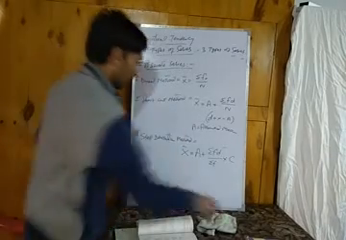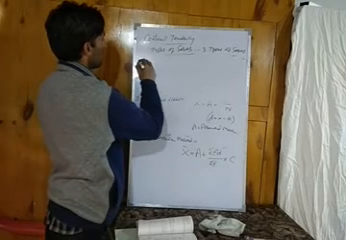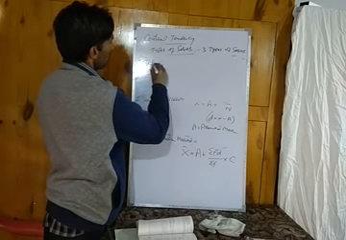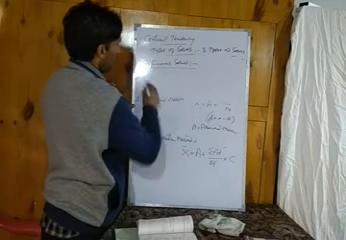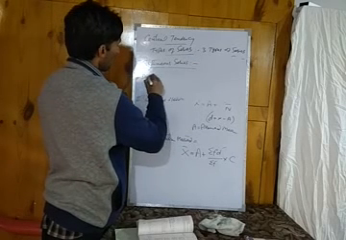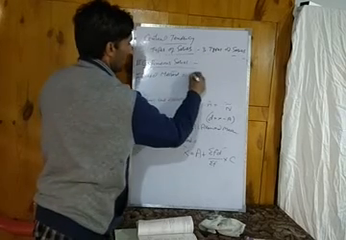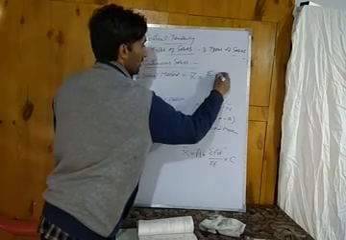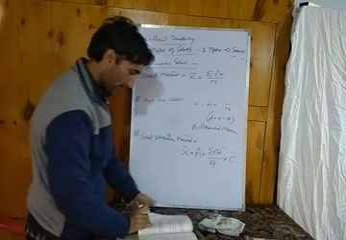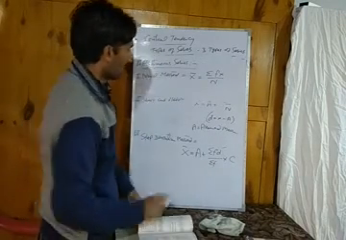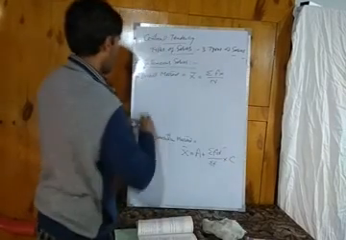Then we have the third one, that is continuous series. In continuous series, we have also direct method. For direct method, the formula for calculating mean is summation fx divided by n. Then we have shortcut method.